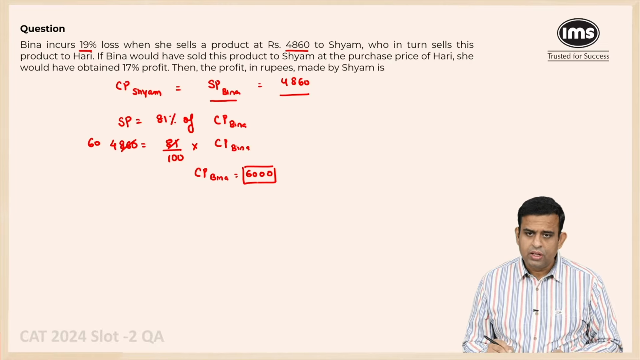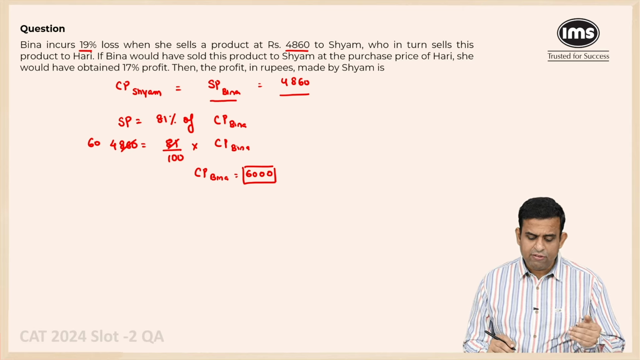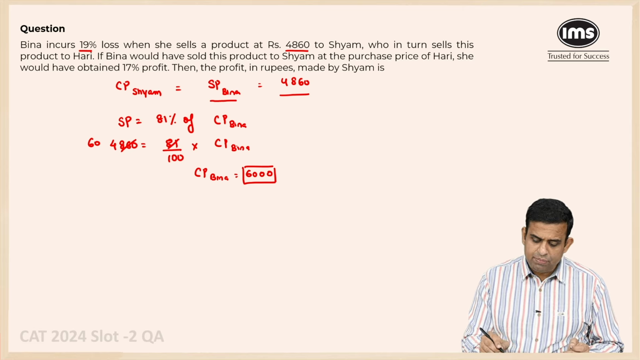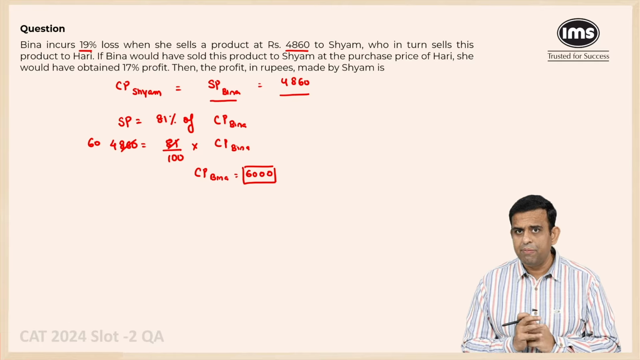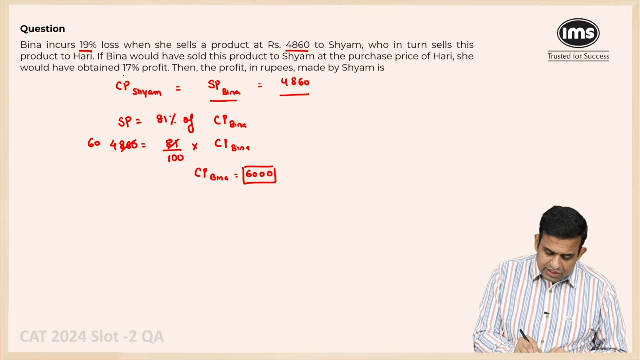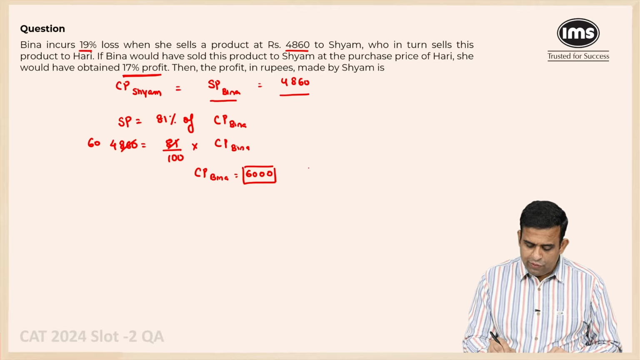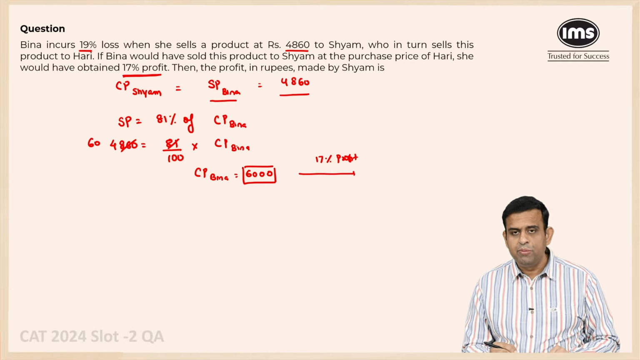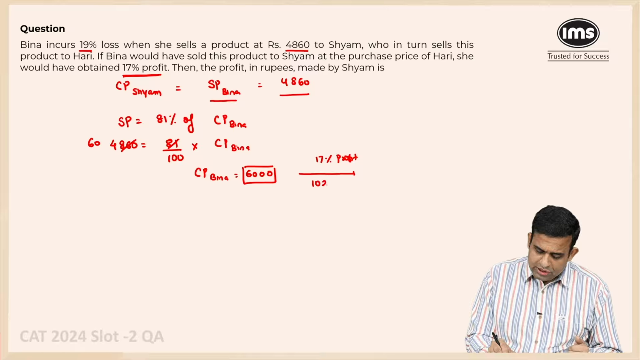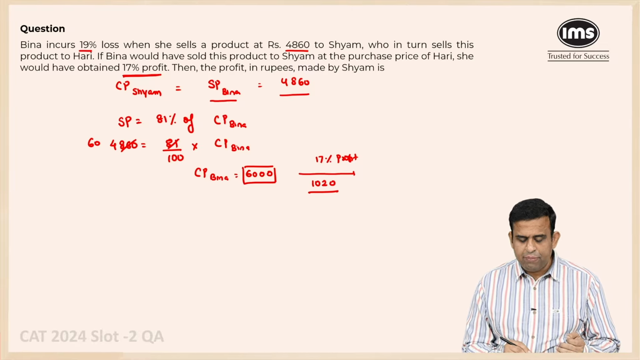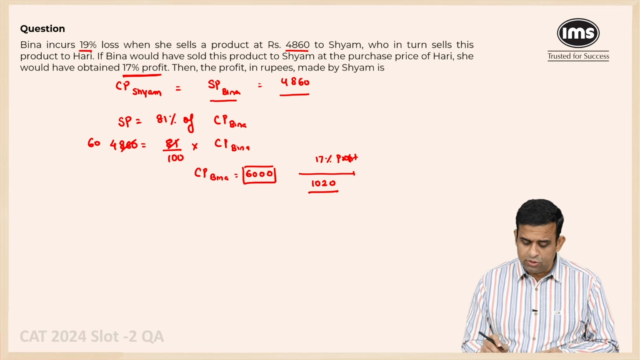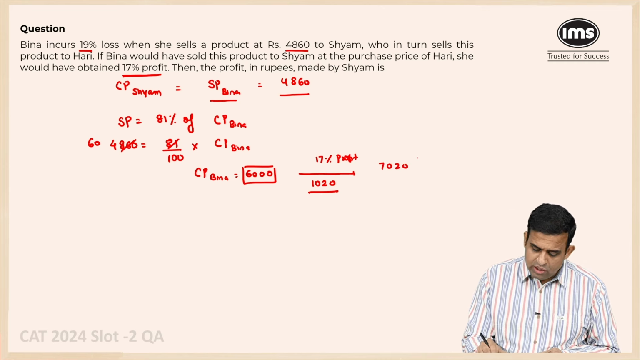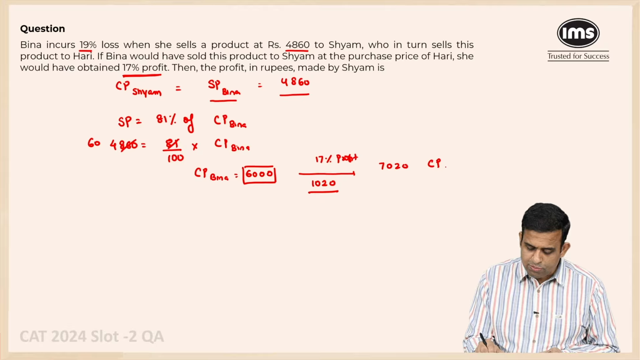We got this number. Now they are saying, in case Beena had sold this product to Shyam at the purchase price of Hari, so I don't know the current purchase price of Hari, in that case, the profit would have been 17%. So a 17% profit on this number will be nothing but 17 over 100 into 6,000, and that will be equal to 1020. This much is the profit. That means in case Beena sold it to Shyam at the purchase price of Hari, this number 7020 happens to be nothing but the cost price of Hari.